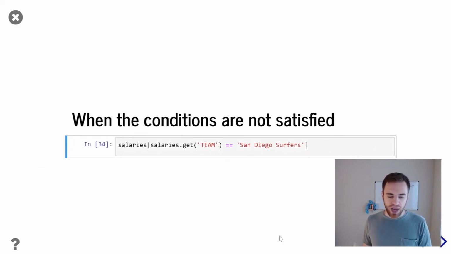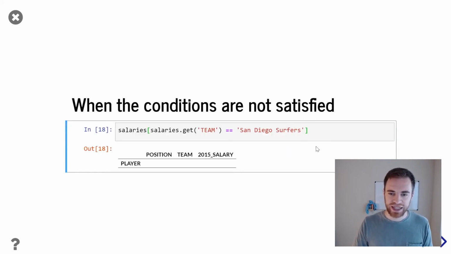Now, what happens if I ask for something that can never be satisfied? For example, what if I tried to get all of the players on the San Diego Surfers? Of course, this isn't a real NBA team. San Diego doesn't have a basketball team, so this condition will never be true. If I pass this in and ask for all of the players who play for a team that doesn't exist, I get an empty table. That's okay, but you just have to be aware that this is what happens if your condition isn't satisfied.